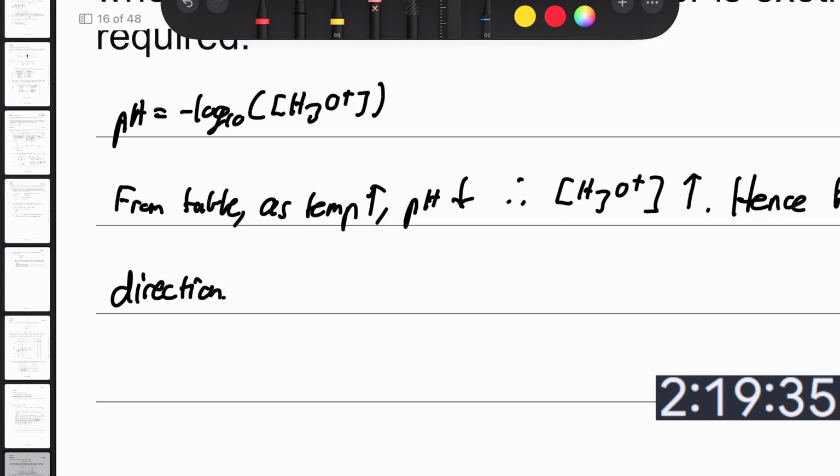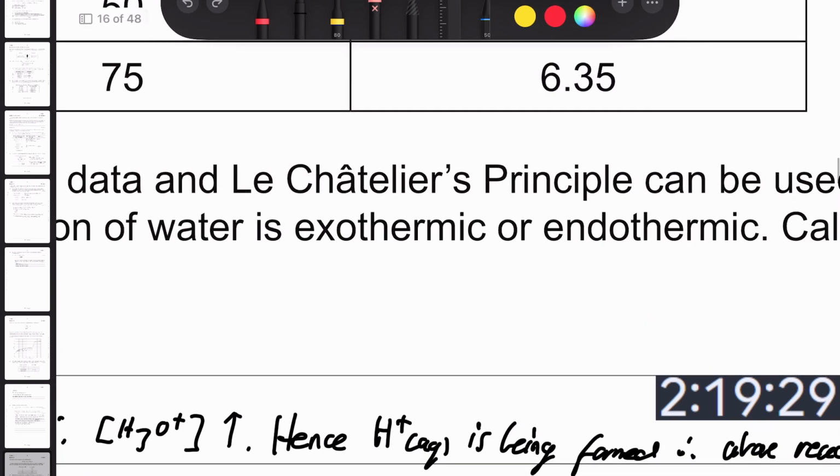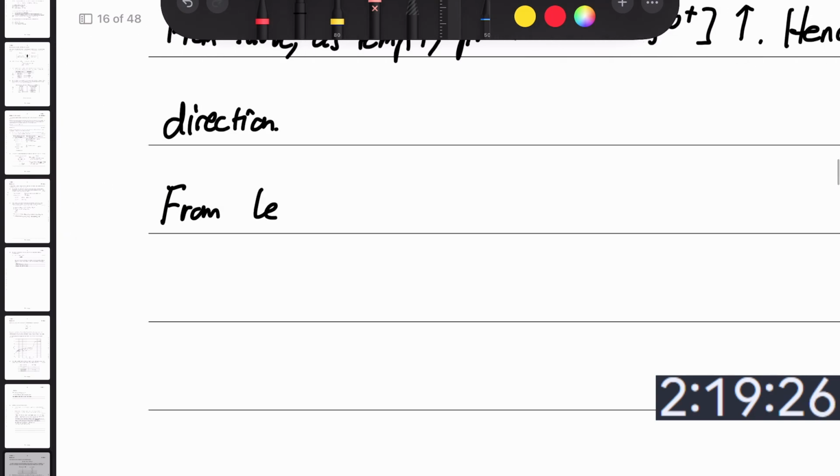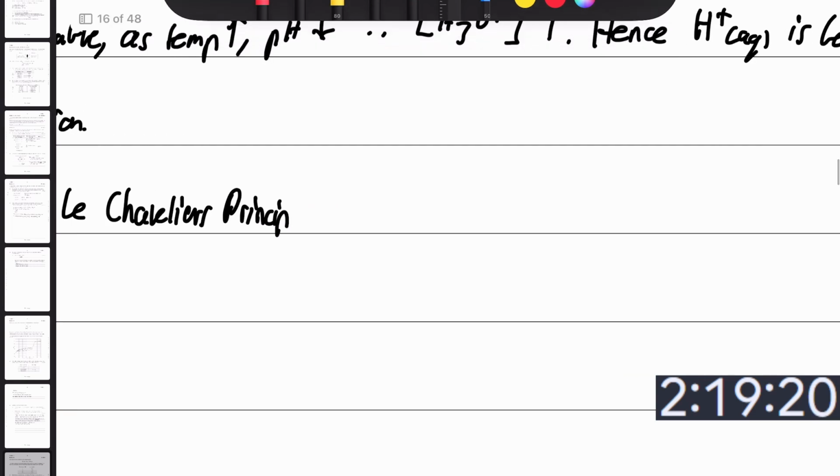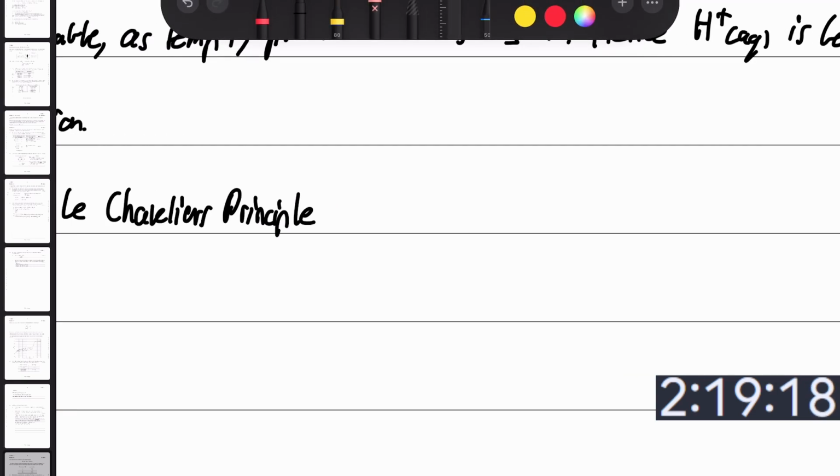So, from Le Chatelier's principle. Yeah, I'll write the full thing first. Le Chatelier's principle. Le Chatelier. That sounds like the Overwatch map. Like Le Chatelier or something like that. I'll say here LCP.